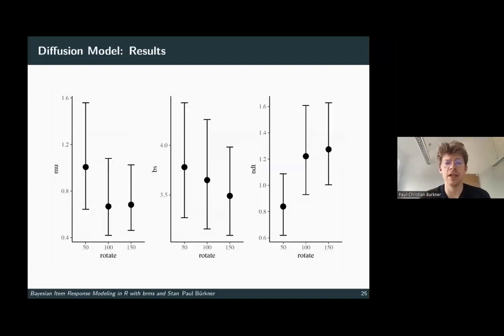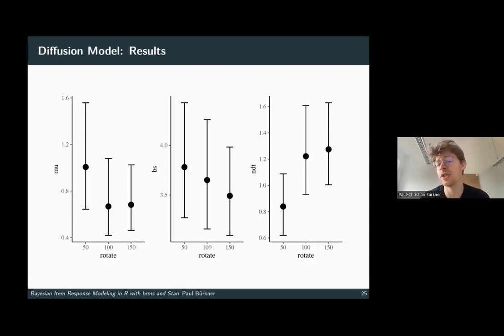And then we could look at the results, where mu here is the drift rate. So we see that for rotational degrees of 50 degrees as compared to 100 or 150, people have higher drift rate. That is, they are drifting quicker to the response, which is 1, which in this case indicates a correct response, which basically indicates that rotation of 50 degrees is easier than 100 or 150 degrees, while 100 or 150 degrees doesn't really make a difference. In terms of boundary separation, we don't really see any effect of the degree of rotation.